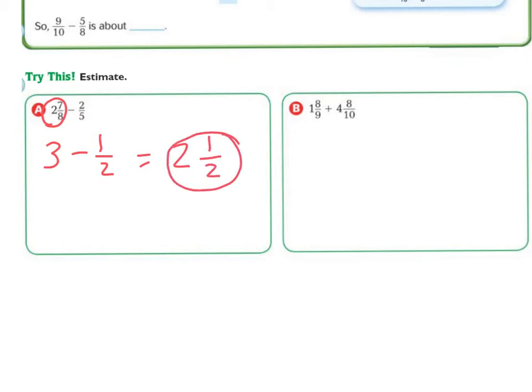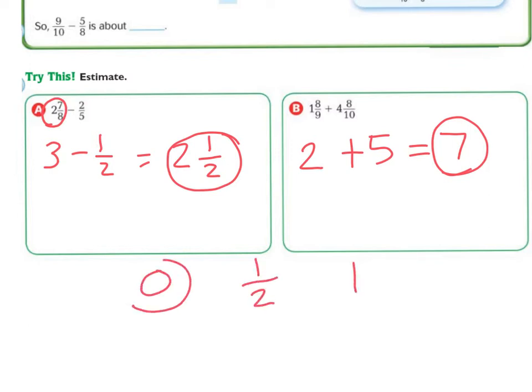Okay, let's look at the next one. 1 and 8/9. Well, again, 8 and 9 are really close in numbers, so I'd round that up to the next number. So 1 and 8/9 would be rounded to 2. And then I'm going to add my plus sign. Again, 8/10, they're really close together, so I would round that up to the 1 benchmark. So I would have 5, right? And that's going to equal 7. Remember, when I'm rounding, I'm looking at the benchmarks 0, 1/2, and 1. Those are the three numbers that I'm rounding up to or down to.